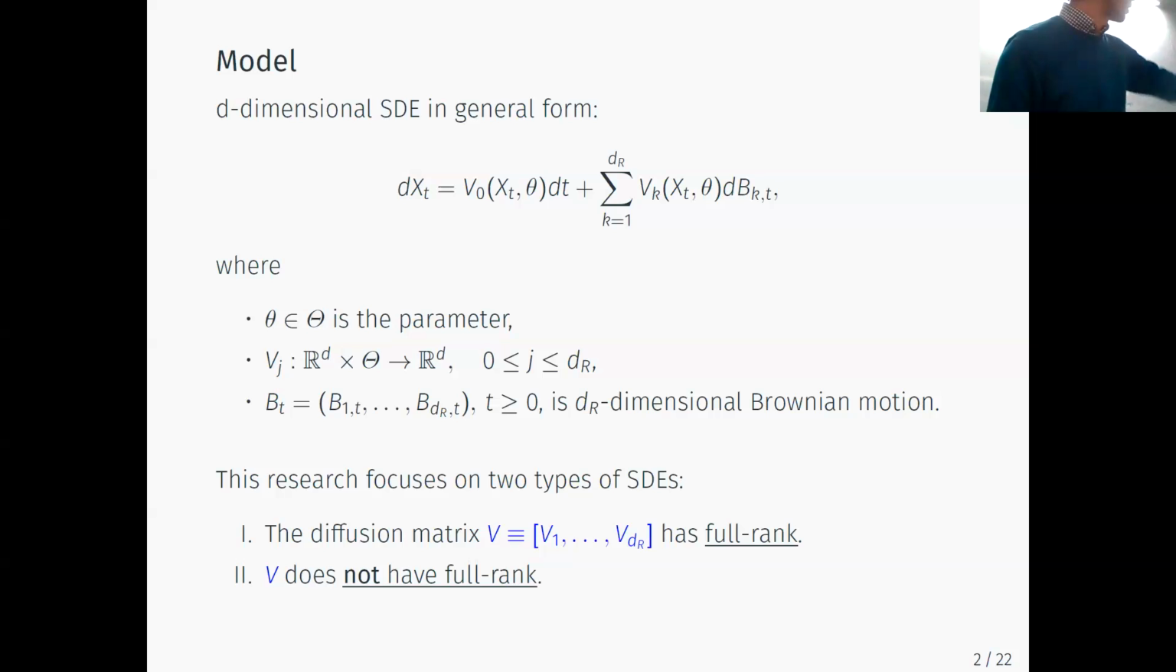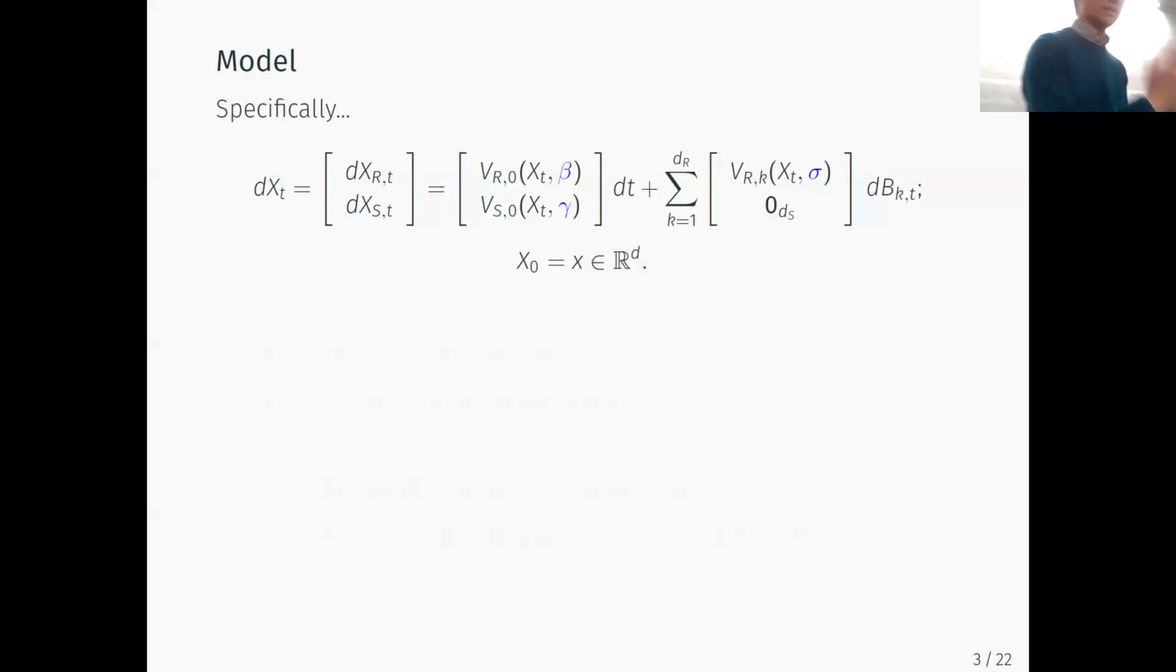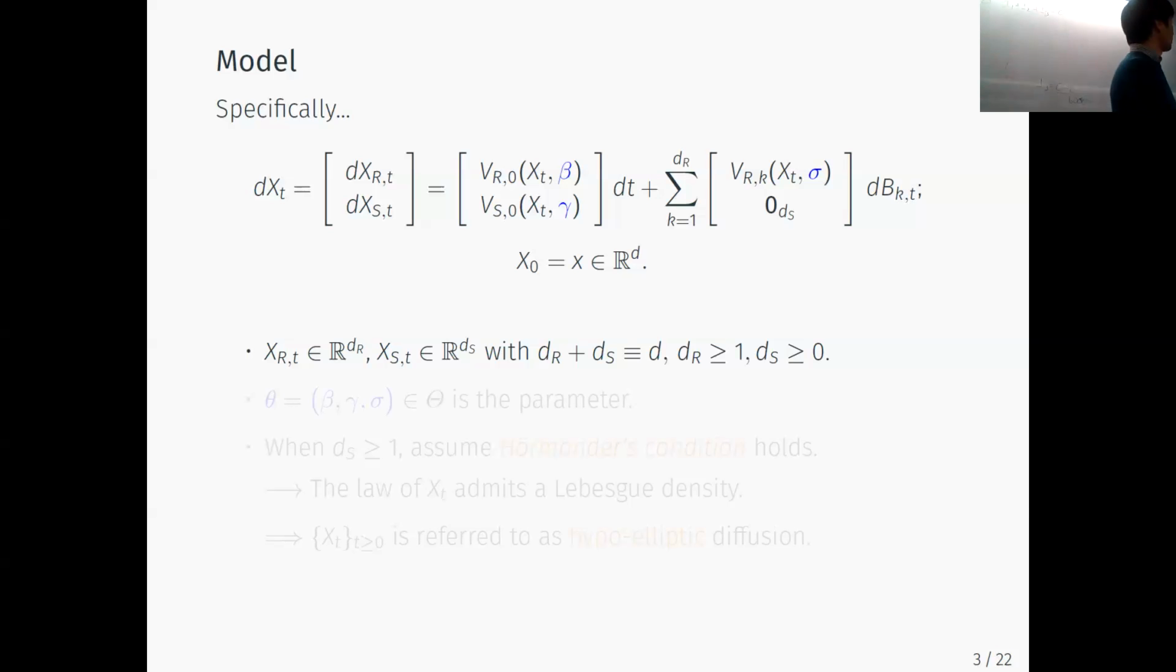So in order to treat these two types of SDEs, I would introduce a specific structure of the SDE. In particular, this SDE can be split into two parts: X^R and X^S. The X^R component is directly driven by the Brownian motion, like that. And we also have a smooth component denoted by X^S. You will see that X^S is not directly driven by the Brownian motion and has only the drift V_0. So this is the specific structure. And we assume that X^R has d_R dimension and X^S has d_S dimension, and d_S might be 0 or not. And theta is the parameter we want to estimate.